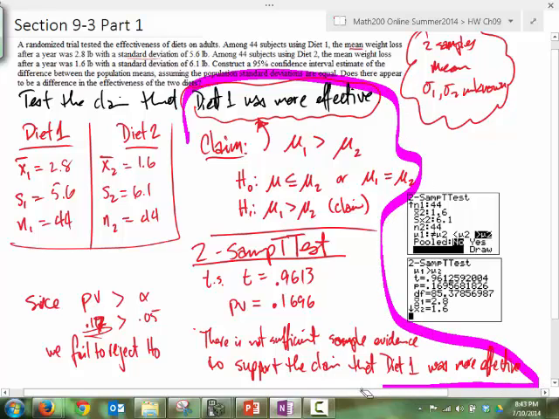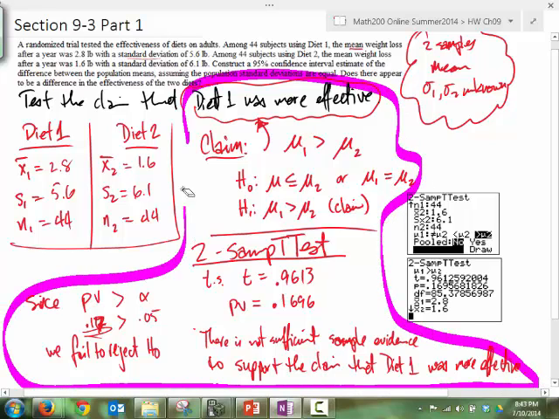So I'll again encompass in the highlighter what I would like to see in the test. I'd like to see the null and alternative hypothesis written out. I'd like to see what calculator command you used to make your decision. I'd like to see your decision and why you made that decision. And I'd like to see, very importantly, your conclusion in non-technical terms.